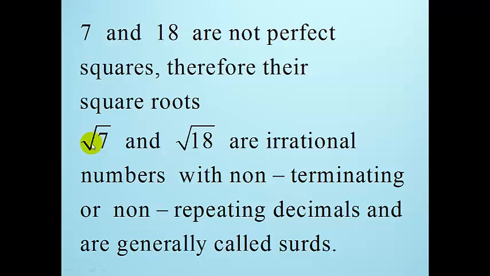That means that when you take the square root of 7, you have a number and a remainder. That is, you have a decimal as an answer. Similarly, when you take the square root of 18, you also have a decimal. So because we are not getting whole numbers, that is why we say root 7 and root 18 are called surds, because they are irrational numbers with non-terminating or non-repeating decimals.